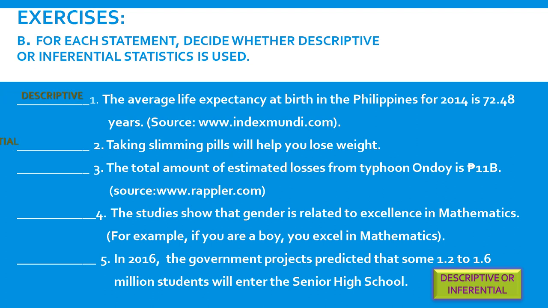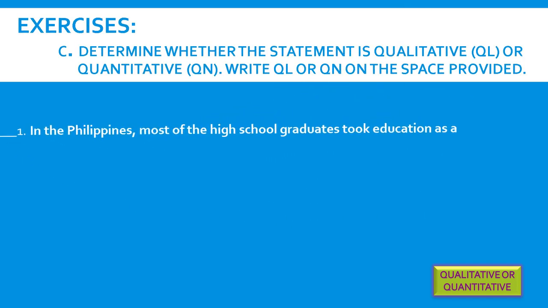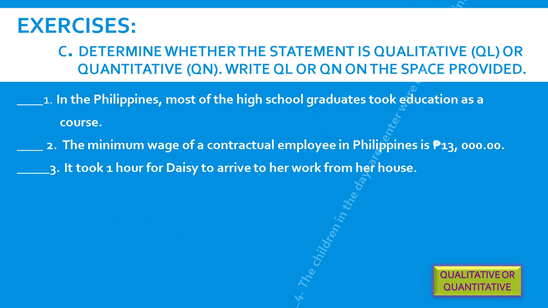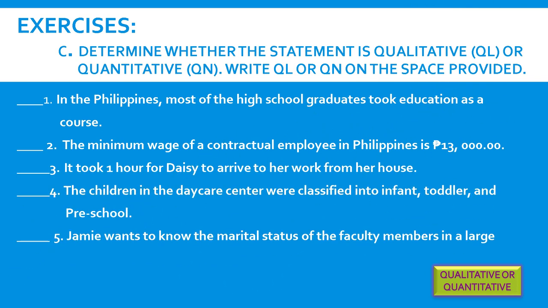So the answer for number 1 is, you can write the whole word so it does not take long. Another exercise is, so number 1, quantitative, number 2, qualitative, number 3, quantitative.